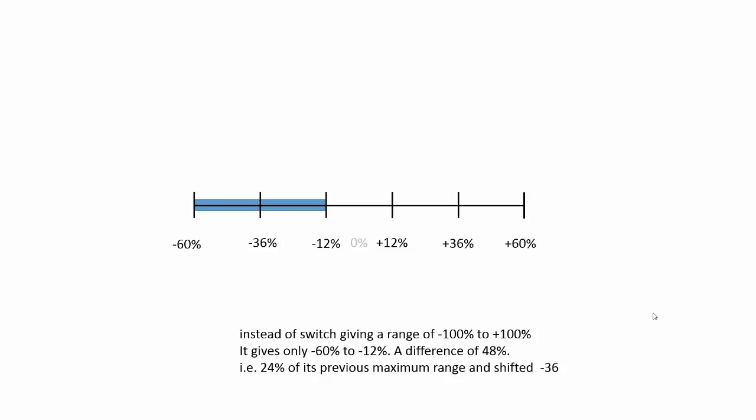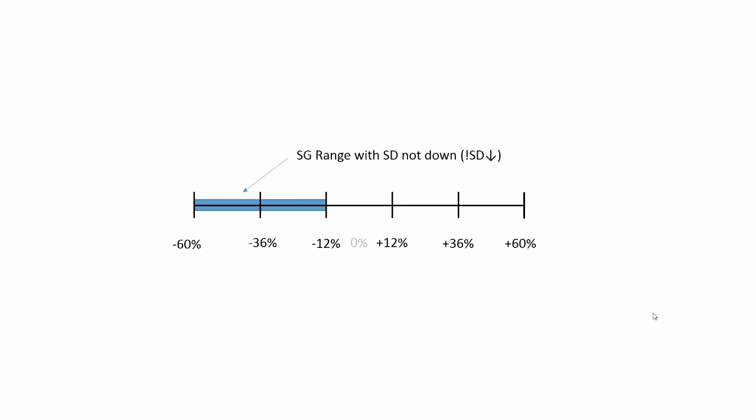So to reduce our minus 100 to plus 100, which is 200%, down to 48%, we have to take only 24% of that. Then, instead of it being centered around 0, as it currently is, we need it shifted to minus 36. I'm going to use switch SG to provide the minus 60, minus 36, minus 12.